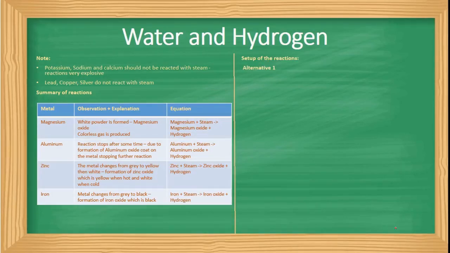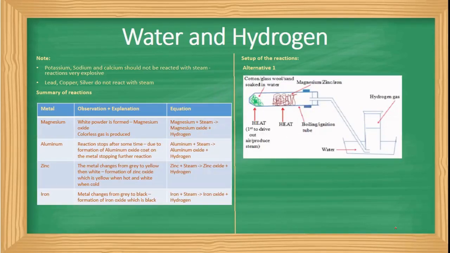For the setup for these reactions, we have two alternatives. One, you can use a setup like the one I'm displaying here, where we are heating wet cotton wool or wet sand, which produces steam after heating that reacts with the metals. So in this setup, we are heating cotton wool, glass wool, or wet sand. All these should be wet. What you should notice is that the wet cotton wool or sand is heated first before the metal is heated. Remember, here we have two heating points.